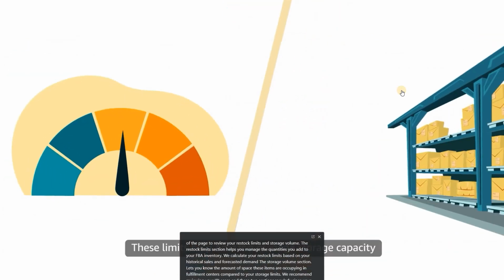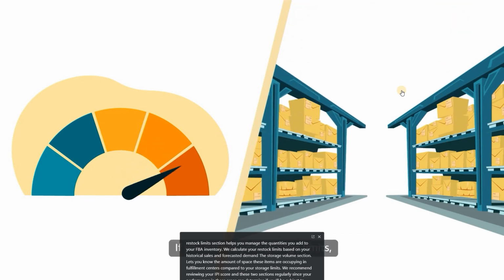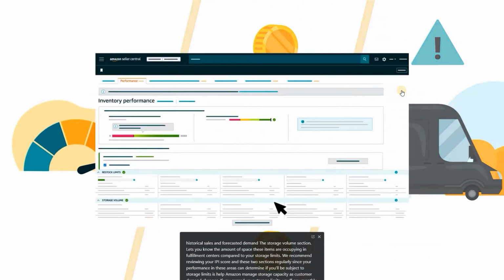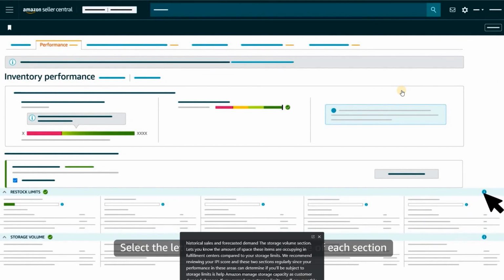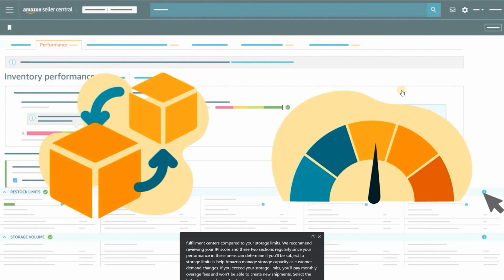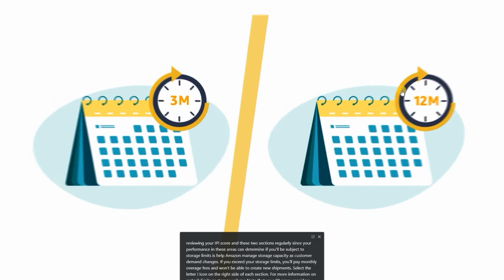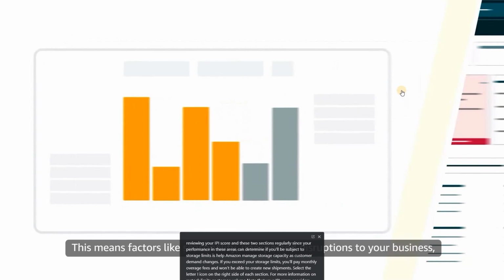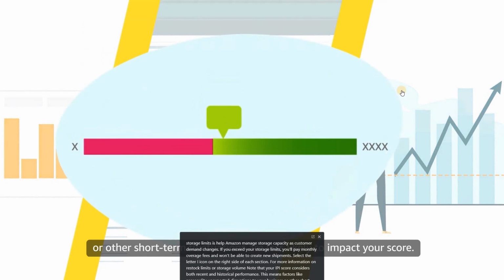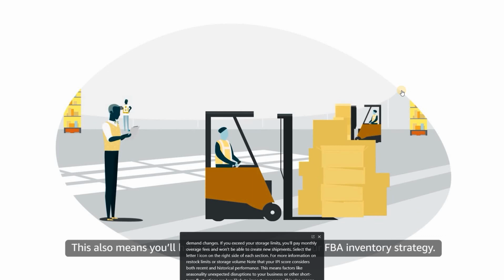These limits help Amazon manage storage capacity as customer demand changes. If you exceed your storage limits, you'll pay monthly overage fees and won't be able to create new shipments. Select the letter I icon on the right side of each section for more information on restock limits or storage volume. Note that your IPI score considers both recent and historical performance. This means factors like seasonality, unexpected disruptions to your business, or other short-term fluctuations are less likely to impact your score. This also means you'll have more time to adjust your FBA inventory strategy.